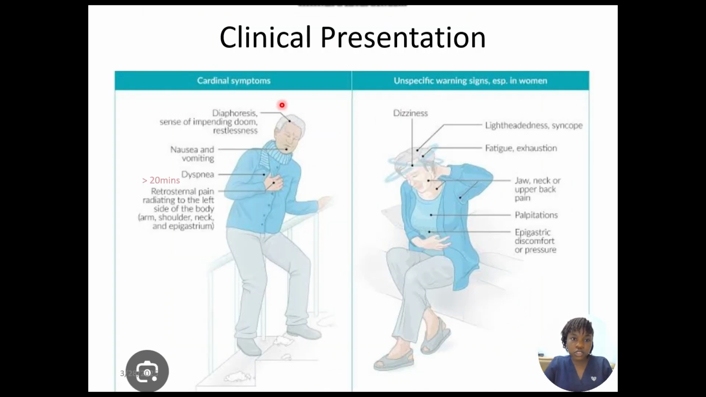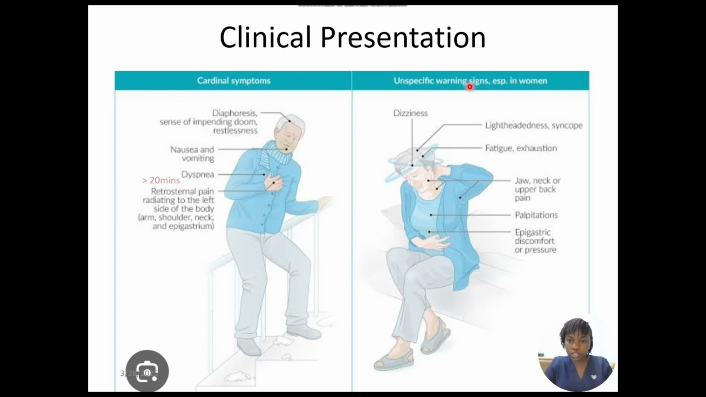Okay, so the clinical presentation shown in this picture: the cardinal symptoms of acute coronary syndrome include central chest pain that is described as squeezing or pressure or crushing, and it tends to last more than 20 minutes and radiates to the left arm, the left shoulder, the jaw. There could also be associated symptoms including nausea, vomiting, excessive sweating, restlessness, and feeling of impending doom.